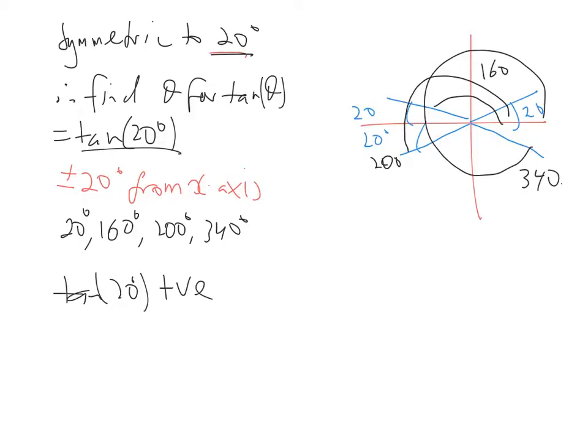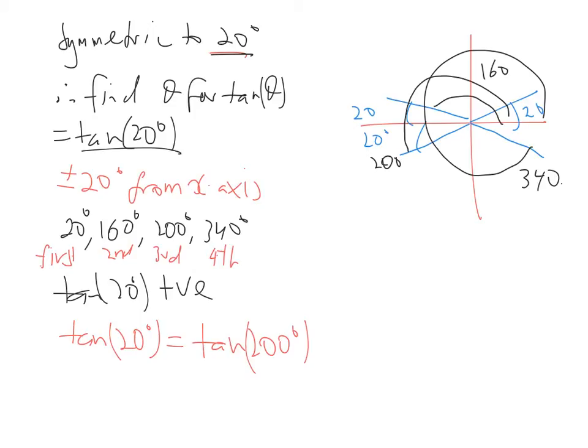So we know that 160 is in the second quadrant, 200 is the third, and 340 is the fourth. And this, of course, is our first. So we've got to ask ourselves, whereabouts is tan positive? Well, we've got all stations to Craigieburn. It's got to be in the third quadrant, so therefore 200. So we say that tan of 20 degrees is equal to tan of 200 degrees. So that's how we go about using symmetry to find equivalent angles.